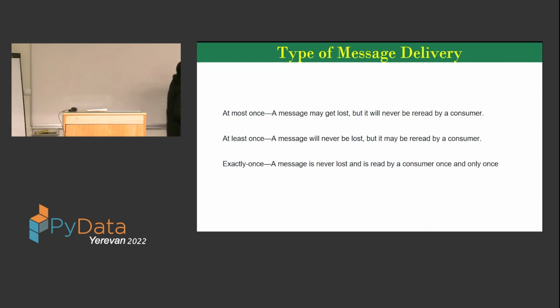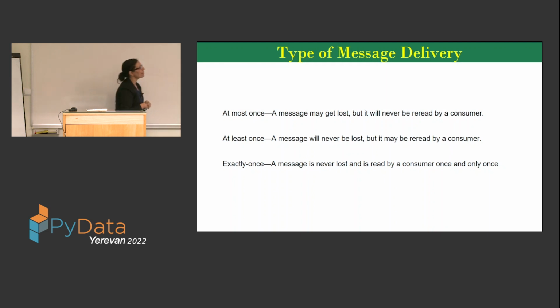For example, it is at most once: the message may get lost, but it will never be read twice by the consumer. At least once: a message will never be lost, but it may be read more than once by the consumer. Or exactly once: a message is never lost and is read by the consumer once and only once. You may say, of course, I always want exactly once. The message doesn't get lost, and the consumer reads it just once.